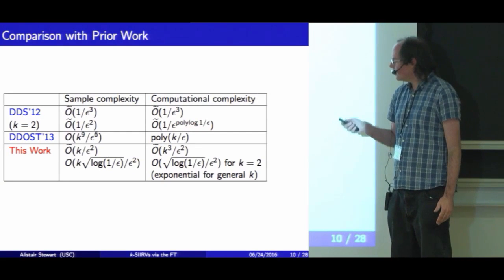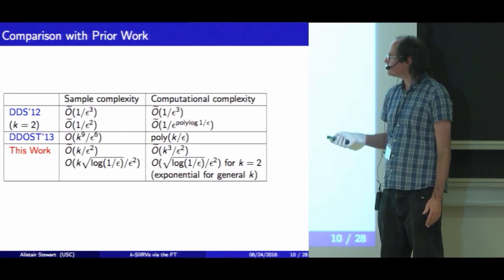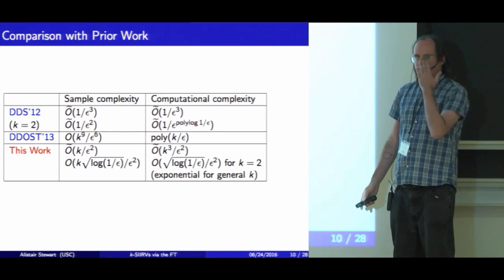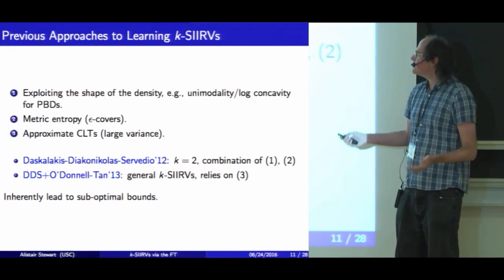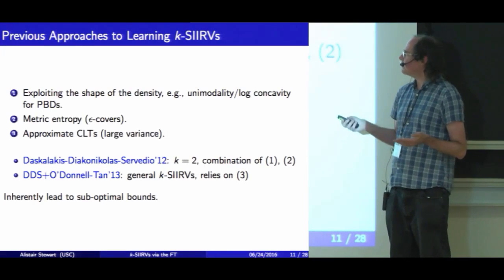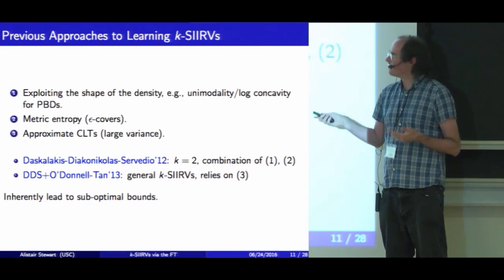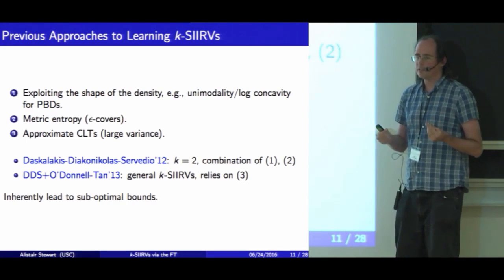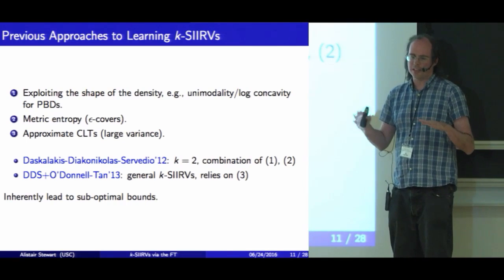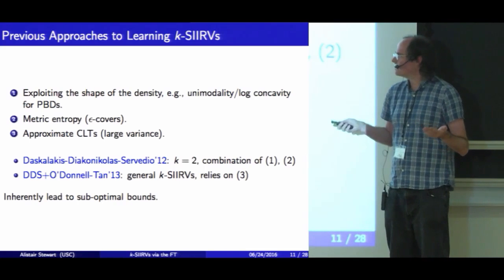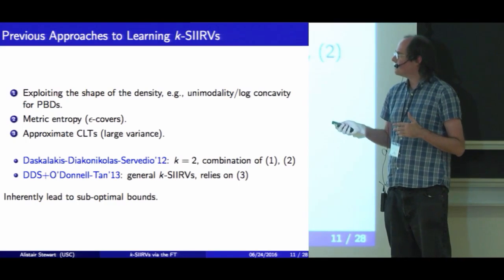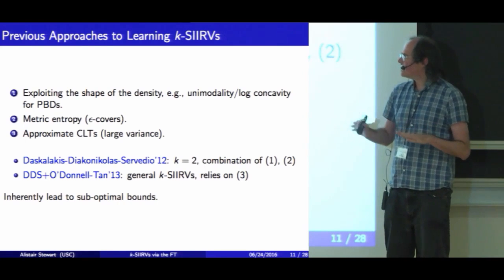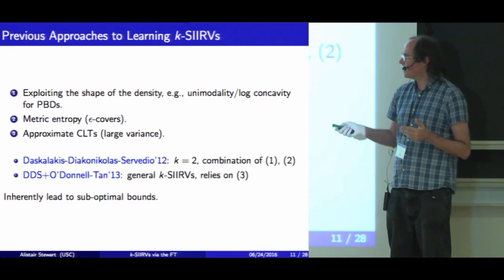So this is how this compares to the previous work. Previous approaches to this problem have considered looking at the shape, for example, using log-concavity for Poisson binomial distributions. This doesn't quite give the optimal result. And K-SIIRVs don't satisfy any natural shape criteria. They're not unimodal. Another approach is epsilon covers. We can run tournaments over epsilon covers, but as we'll show later, you're not going to get an efficient algorithm this way.